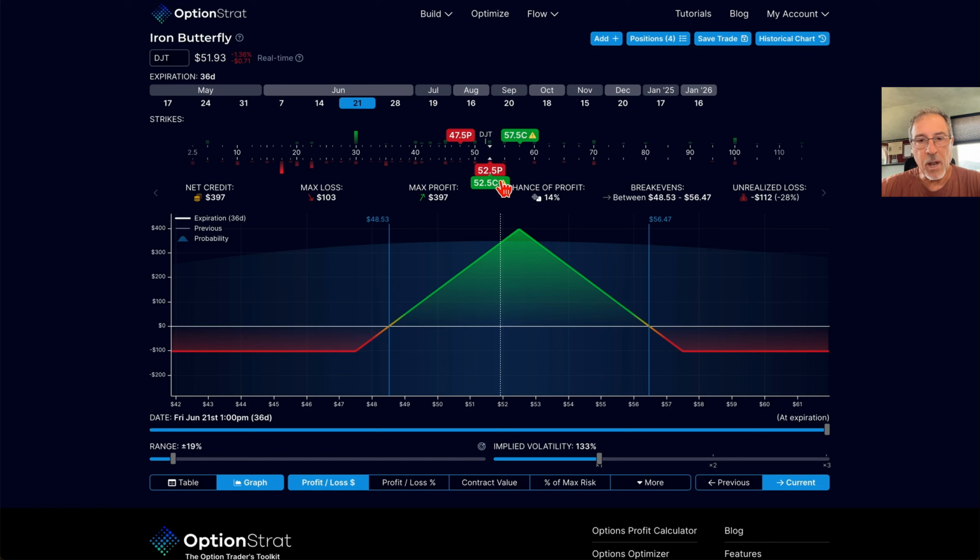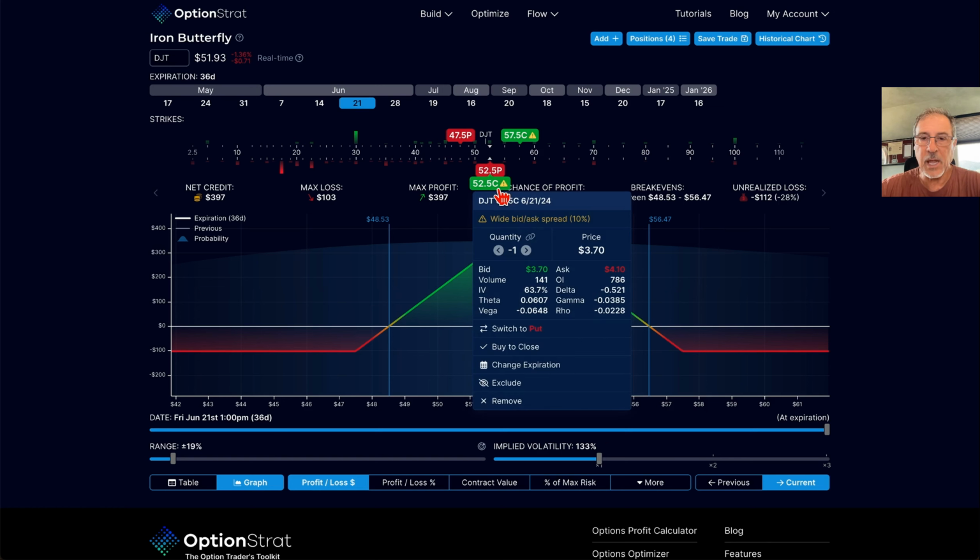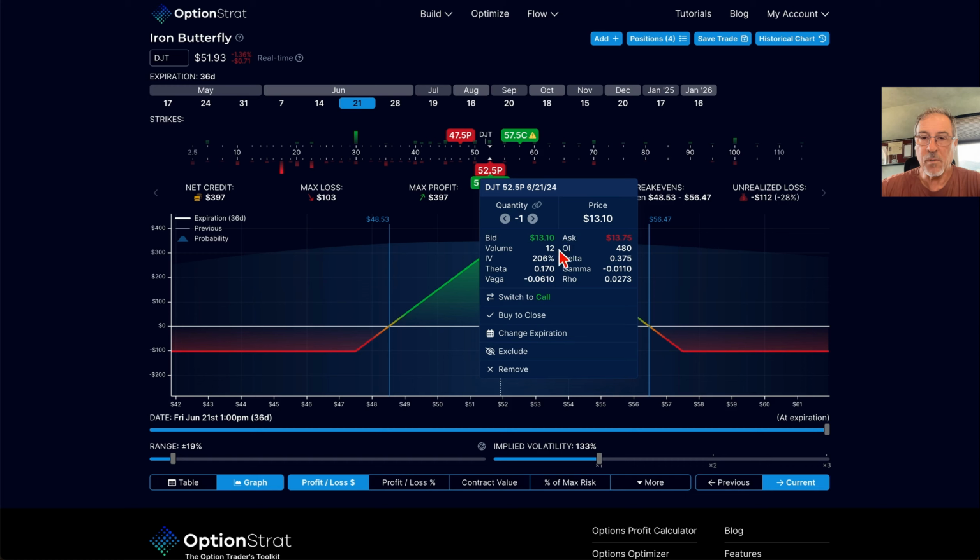So the thing I want to look at is if I come in and I take a look here, well, look at how wide this bid ask spread is on just this one option. It goes from $3.70 to $4.10 on just this one strike. And then if we look at the put strike, we're $13.10 to $13.75. Now, there's not a lot of volume on this particular one here, which is a little concerning to me. So the potential is here to put this trade on given the wide bid-ask spreads.